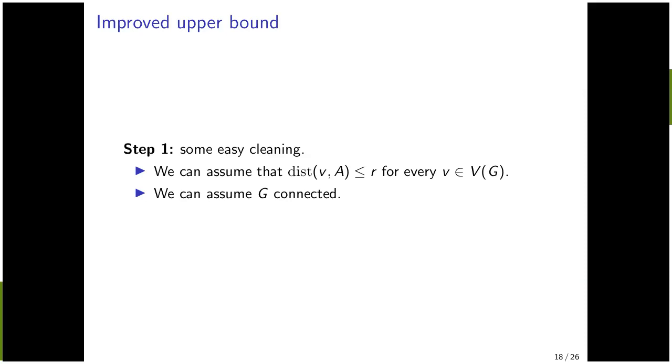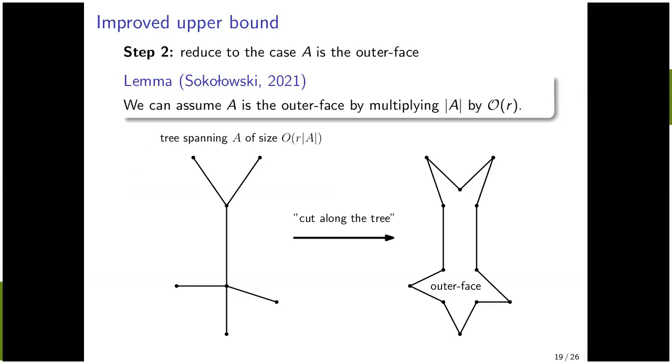And you can assume that G is connected, otherwise you just process each connected component independently and you sum the number of profiles at the end. Okay, so the second step is to reduce to the case where A is the outer face. And here you can use as a black box a lemma by Sokołowski, which says that if we allow to multiply the size of A by big O of R, we can suppose that, basically.